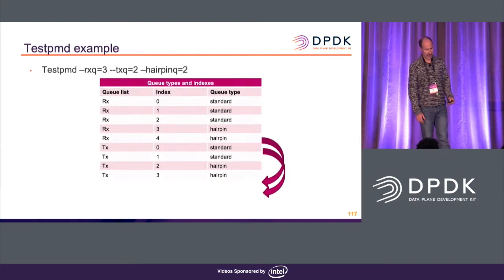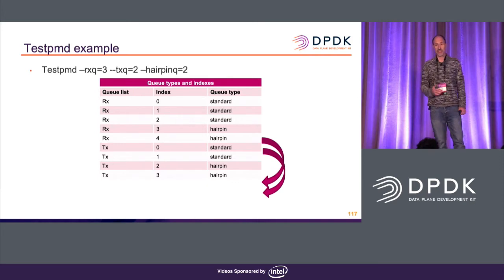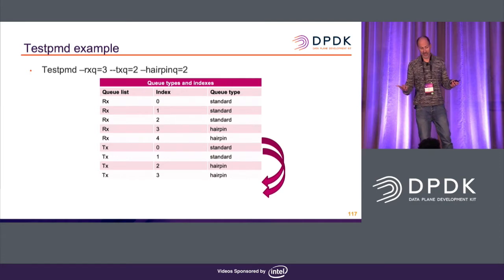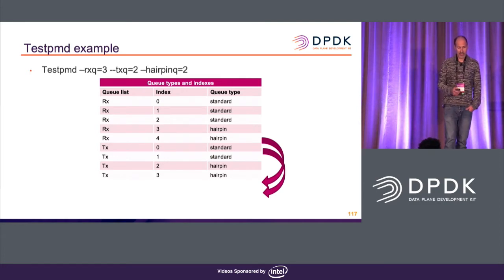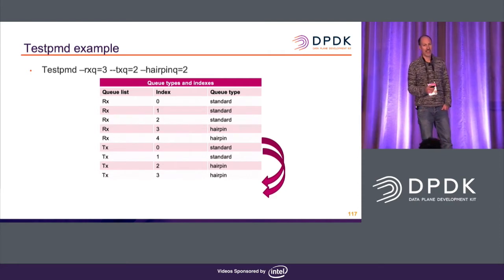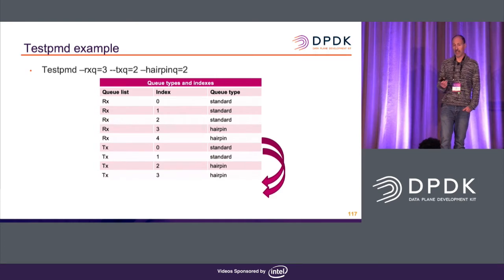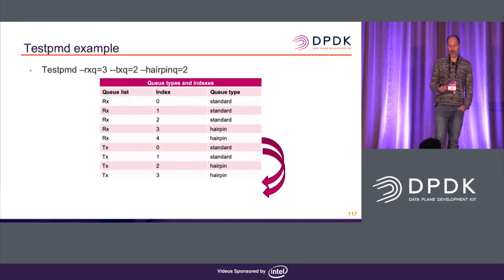Here we'll see an example. We created 3 standard RX queues, 2 standard TX queues, and 2 hairpin queues. Again, those numbers can be any numbers. You can technically run testpmd without any standard queues and only hairpin queues. It's also valid. As we can see, when using this command, we are getting 5 RX queues where the last 2 of them are hairpin, and we're getting 4 TX queues where the last 2 of them are hairpin.